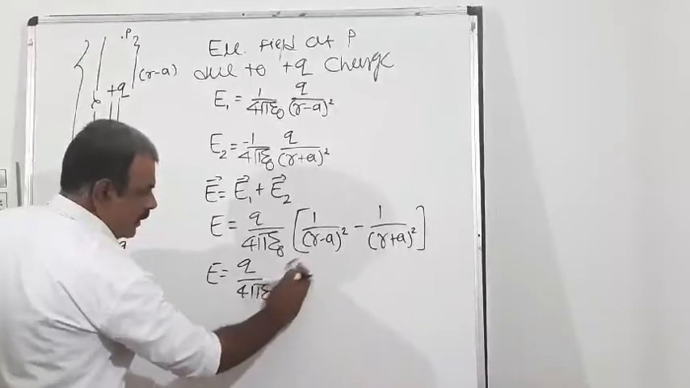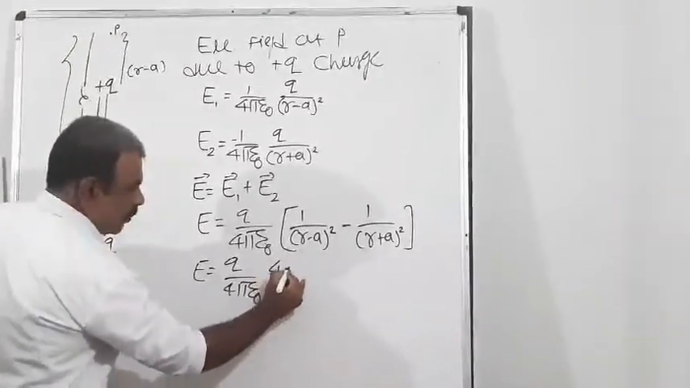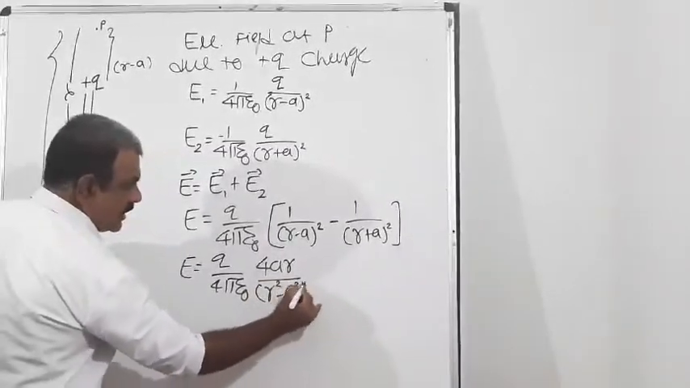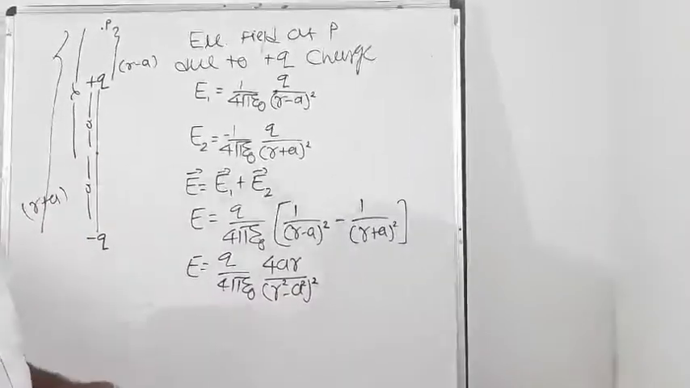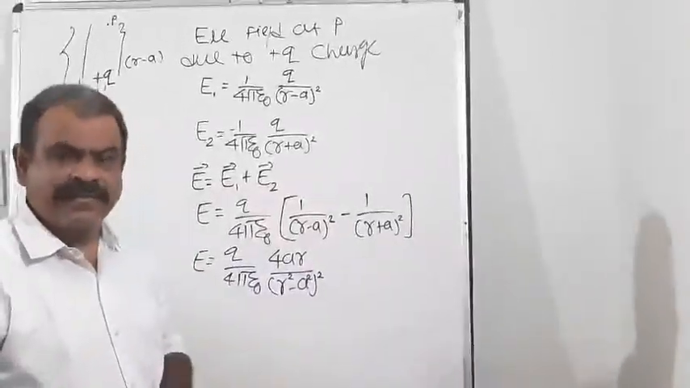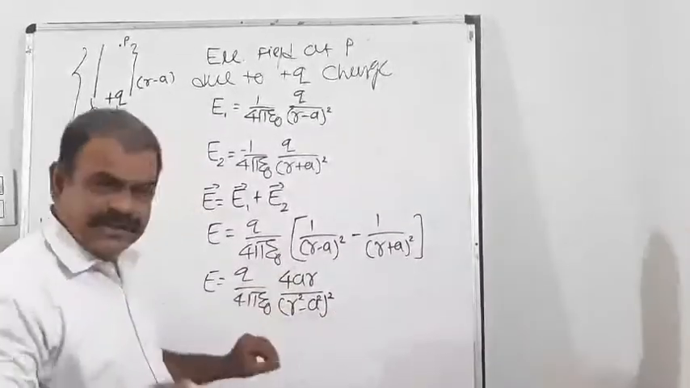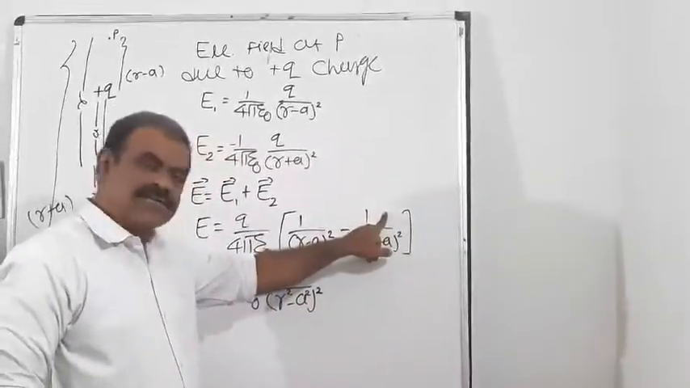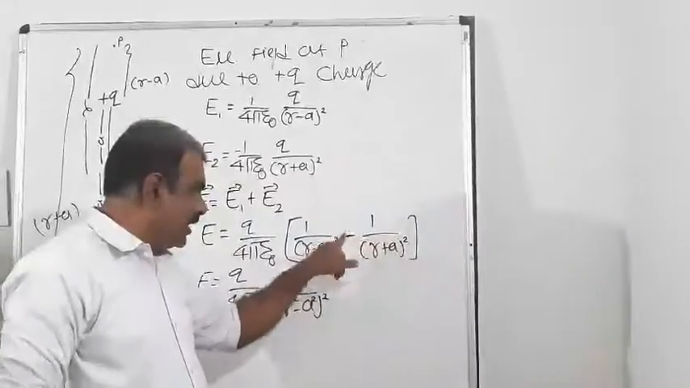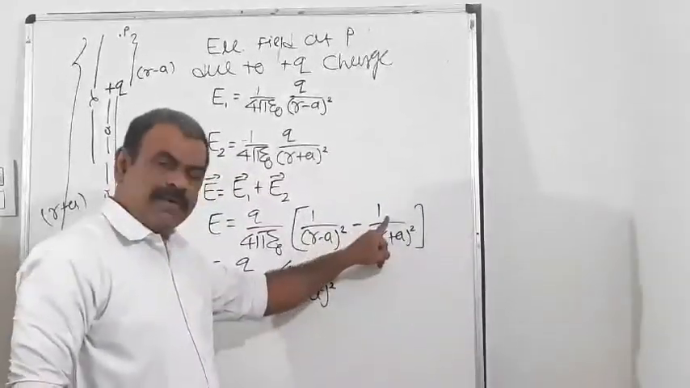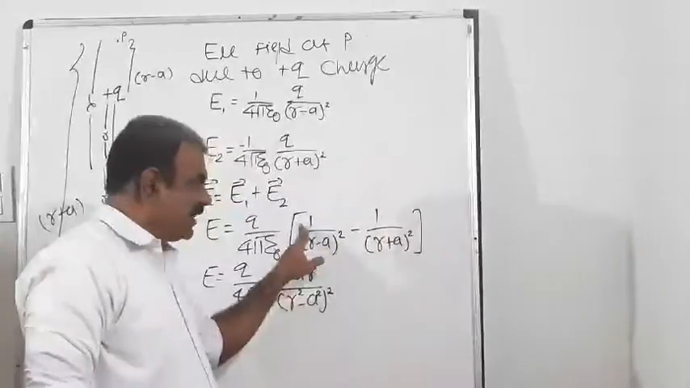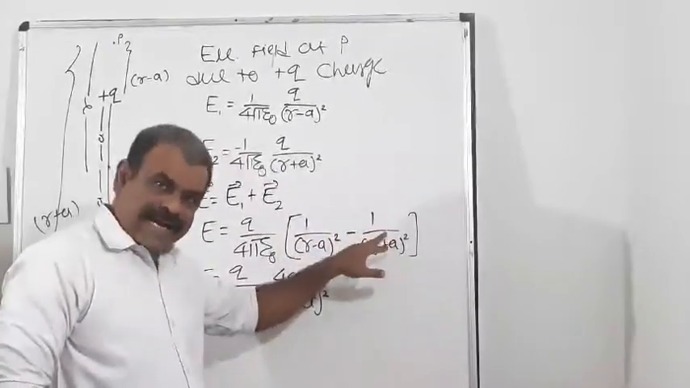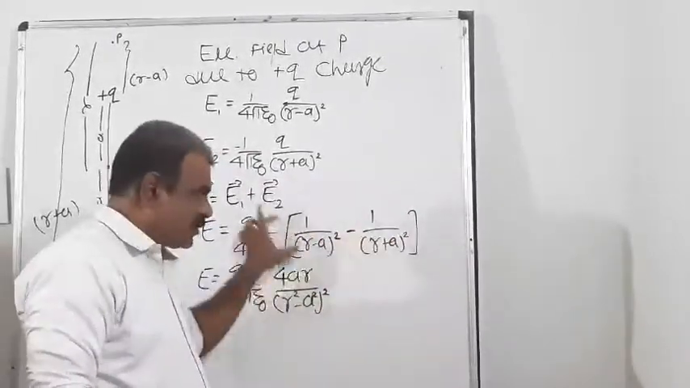And here what we'll have? 4ar upon (r square minus a square) whole square. Yes, I am not elaborating this because you are well familiar with vector algebra, factorization concept. And expansion of (r minus a) whole square will go over here. That will be r square minus 2ar plus a square, but here negative sign. So r square and a square will become negative and middle term will become positive. Same way when this comes over here, it will be r square plus 2ar plus a square. So both middle terms will get added and square terms will get subtracted, cross multiplication.